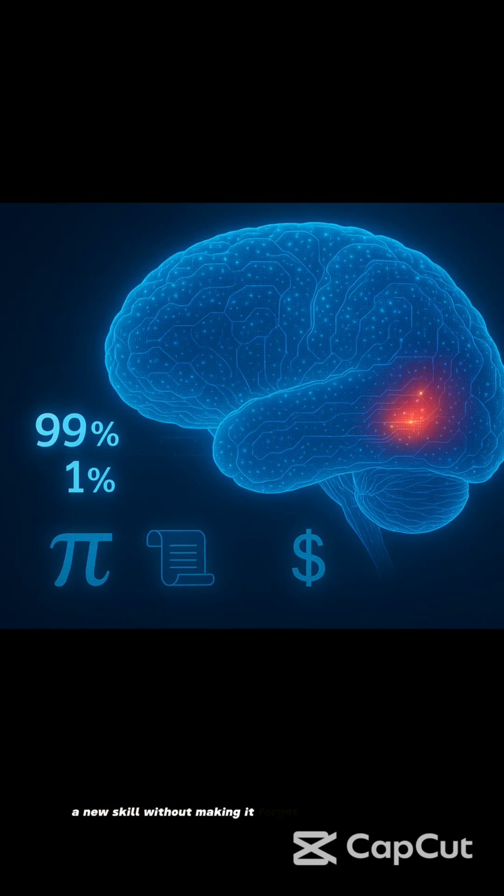LoRA freezes the original model and trains only a tiny set of new parameters, often less than 1% of the total. It is like teaching the AI a new skill without making it forget the old ones. It's faster, cheaper, and avoids forgetting.